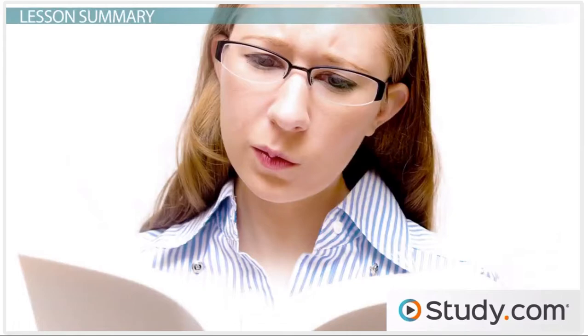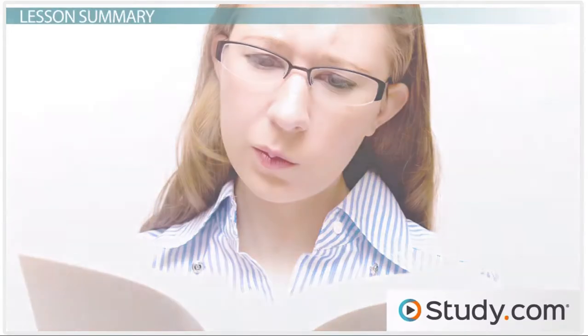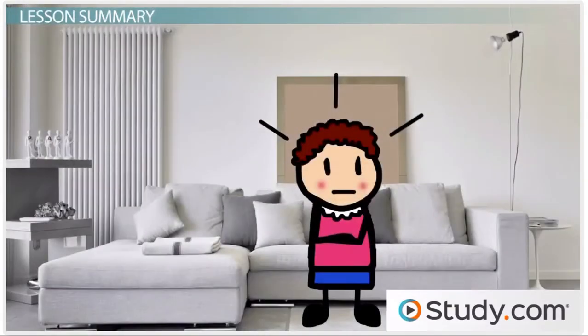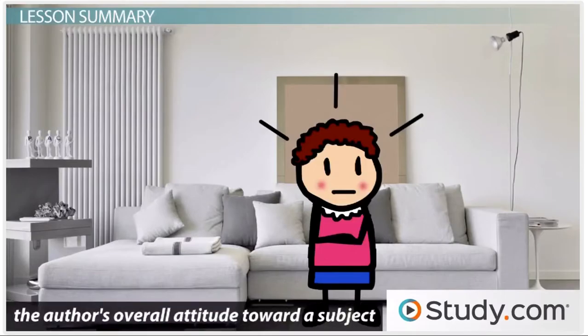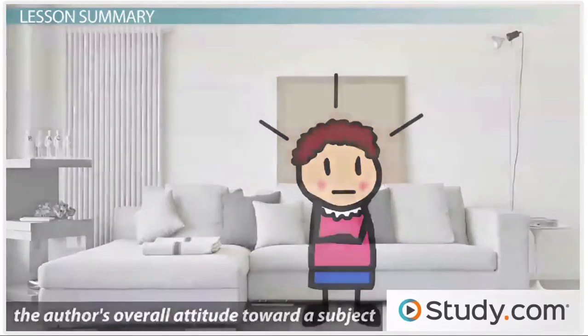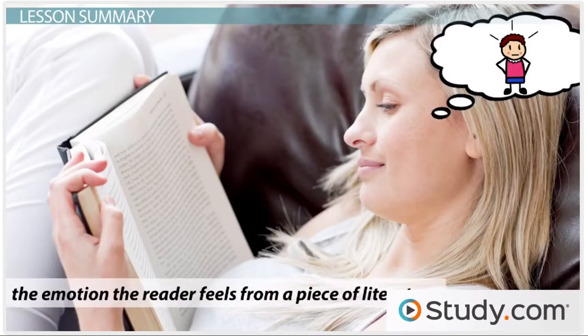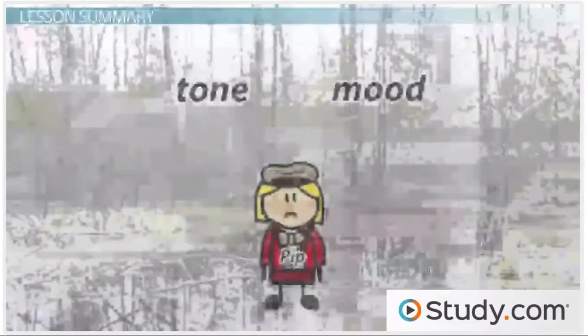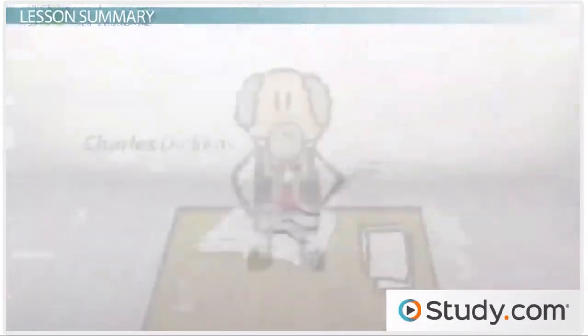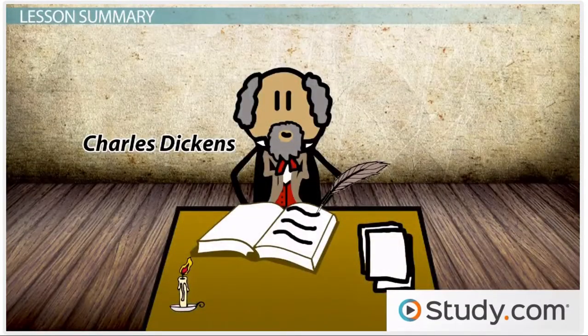Reading skills go beyond learning what happens in a particular story. We can analyze setting, word choice, and other details for tone, or the author's attitude toward the subject. And we can look at the same details to think about the mood, or the emotion the reader feels from a piece of literature. Tone and mood enhance our reading experience and contribute to the messages and themes communicated by the author.